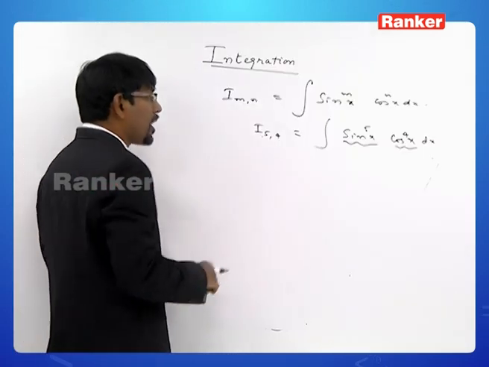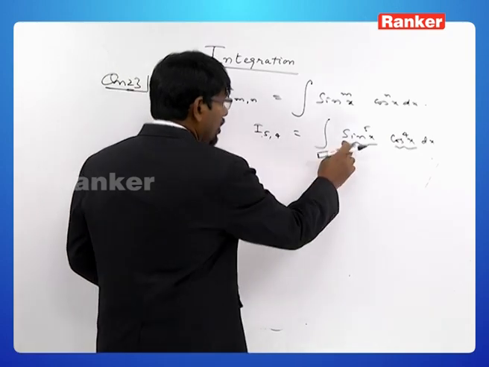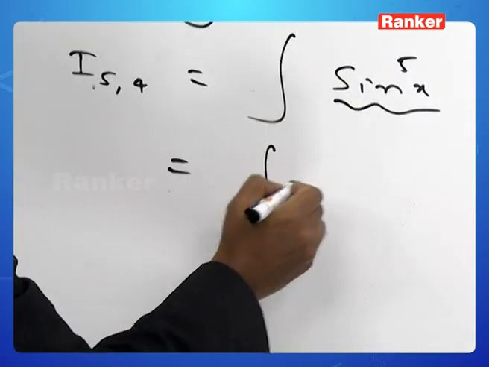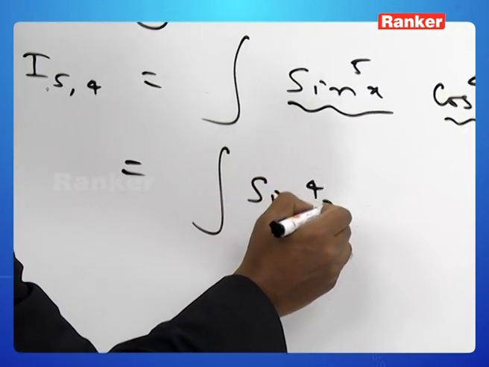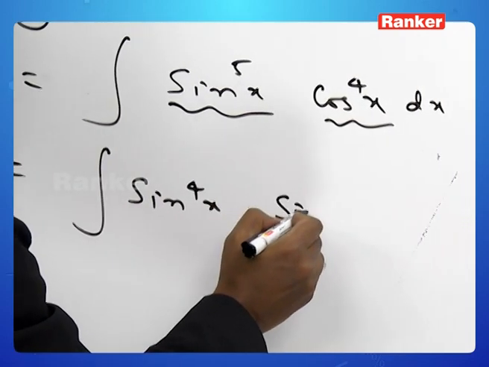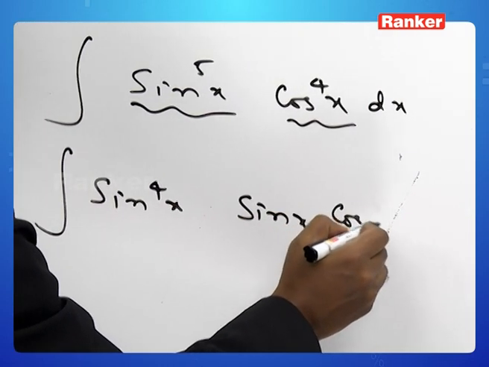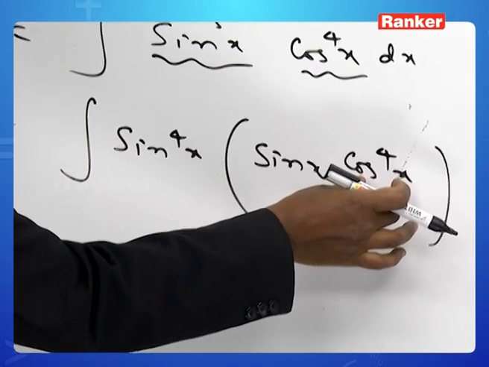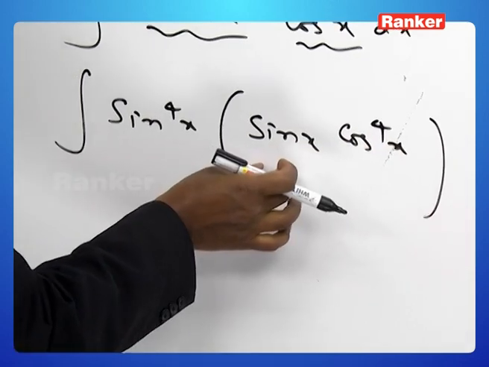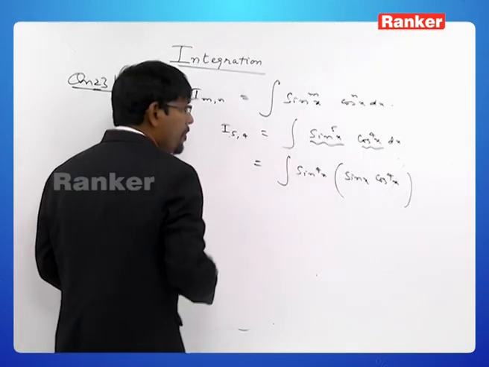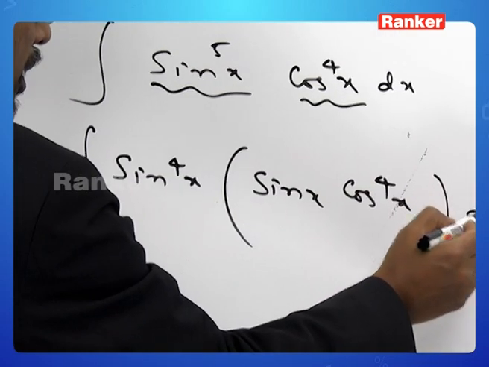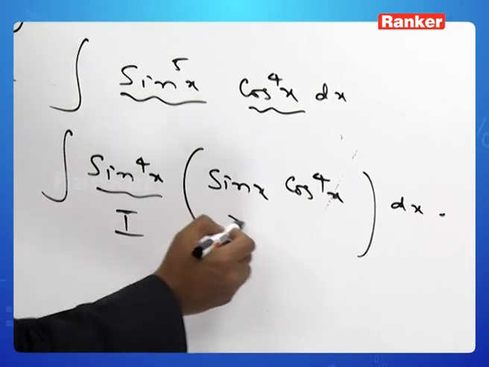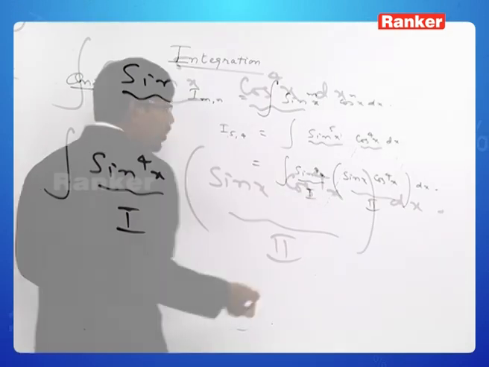Now let us consider this I 5 comma 4. This is sin x power 5 into cos x power 4 dx. This I can write as sin x power 4 into, one sin x I will club with this cos x power 4, so that this turns into the form of f of x raised to the power 4 into f dash of x, almost that, to dx. So now this can be taken as the first function and this can be taken as second function. So this is almost readily integrable.